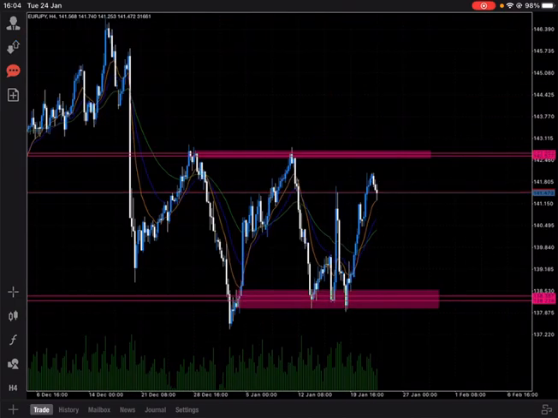Okay, Euro JPY. This is also one of my favorite pairs, okay? Because once you get the right direction, you will just keep getting it right until you break your win streak. But EJ is one of the safe pairs, I feel, for me to trade.